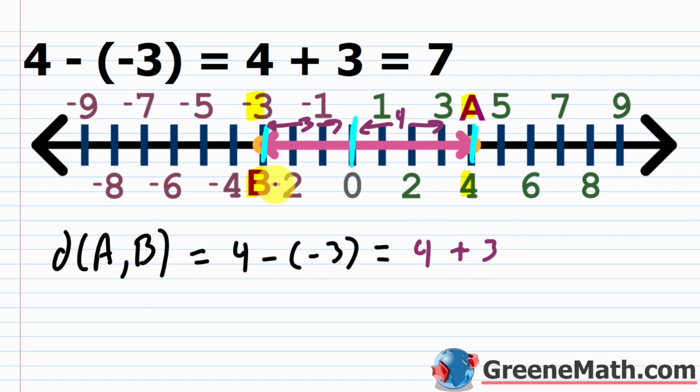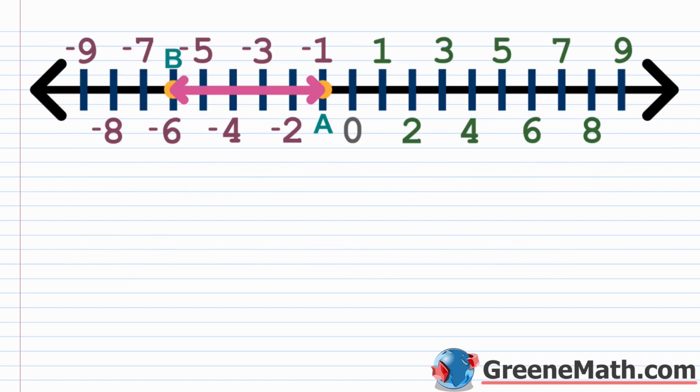So how could I look at that and get that? Well, I need this part right here, which is the 4, and then I need to add the opposite of whatever this negative number is to get this plus 3, or to tack on an additional 3 to get the total distance. So this statement, 4 minus a negative 3, becomes 4 plus 3, which becomes 7 as the answer. Now, looking at another one, let's say that we had point A.